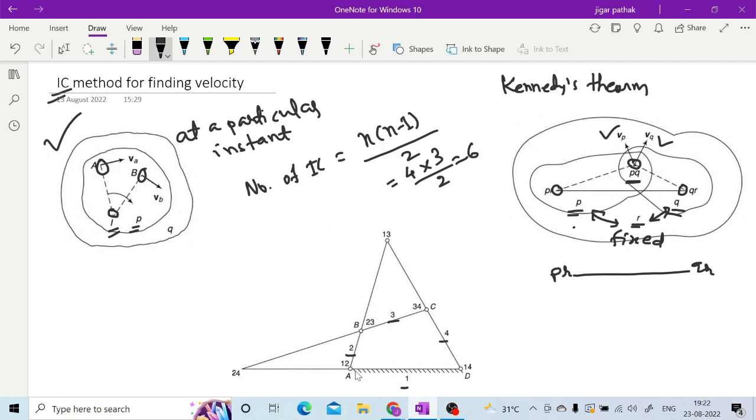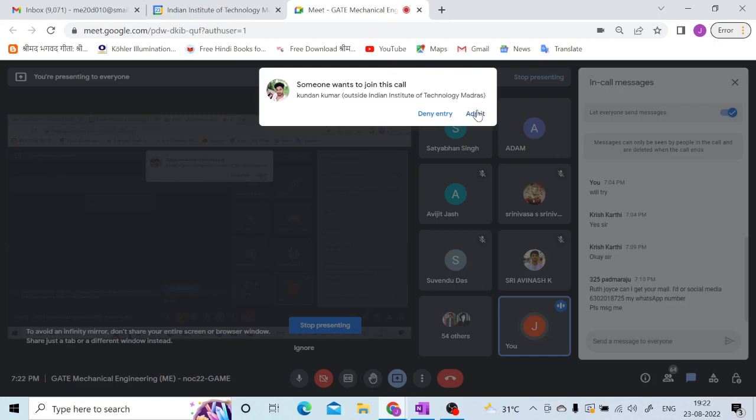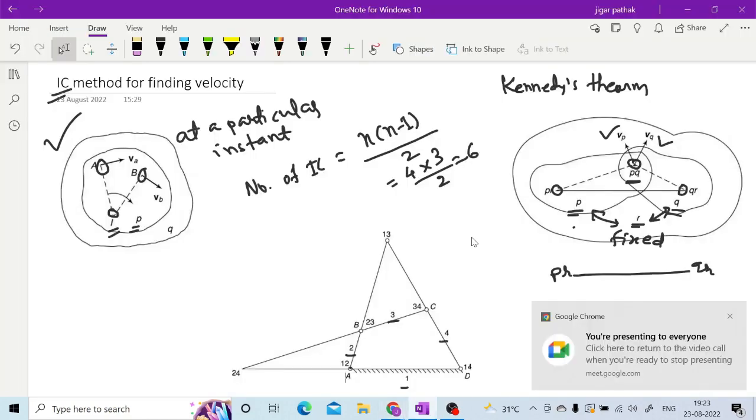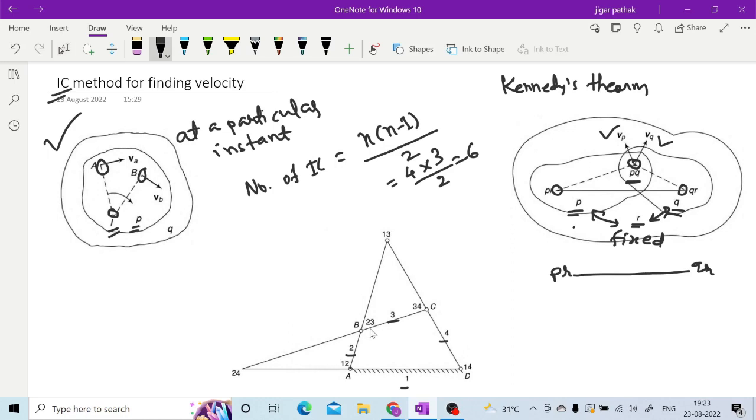In this mechanism, whenever you have a turning pair, the two links joined by the turning pair must have their instantaneous center on the center line of the pin used to join them. So 1 2, 2 3, 3 4 and 1 4 have their instantaneous centers of rotation at the points at which they are joined. So you have these four instantaneous centers straight away: 1 2, 2 3, 3 4 and 1 4.